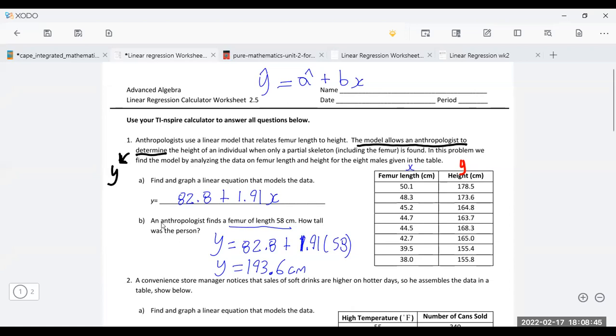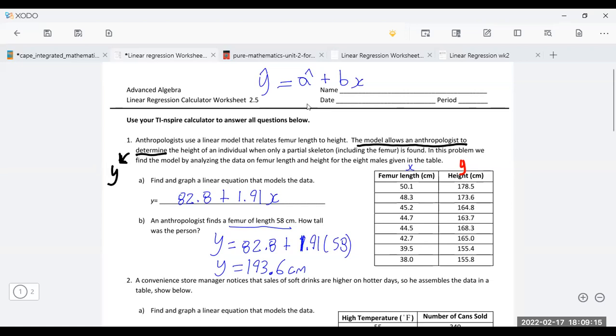Maybe a 3-mark question to find an expected value, like this: an anthropologist finds the length of a female to be 58 centimeters. How tall was the person? These things are only going to be worth 4 or 5 marks. Those tedious calculations, we only do when we're carrying it out by hand, after we did the experiment. That's the formula we use for research purposes. Now for an exam, this is the formula that we're going to be using.